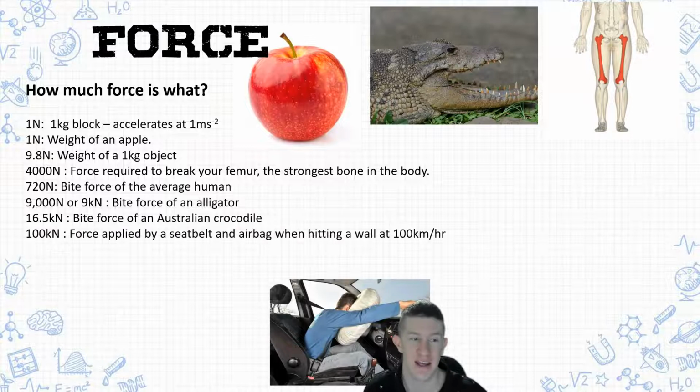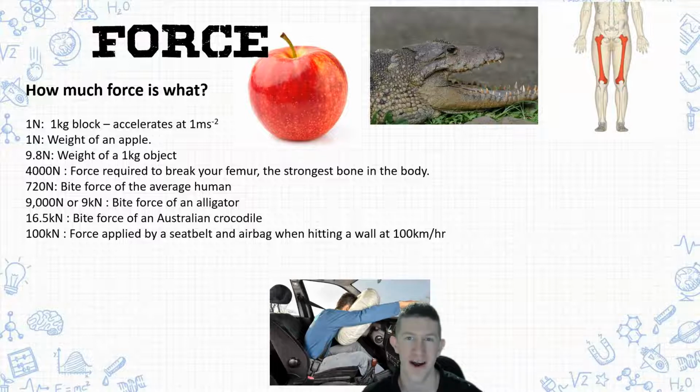An airbag. If you hit an object at 100 kilometers per hour and the airbag is deployed, it hits you in the face with a force of 100,000 newtons. Now at first you're probably thinking, that sounds terrifying. Why would I ever want my airbag to go off? It's supposed to save me. However, there's a lot more to this.